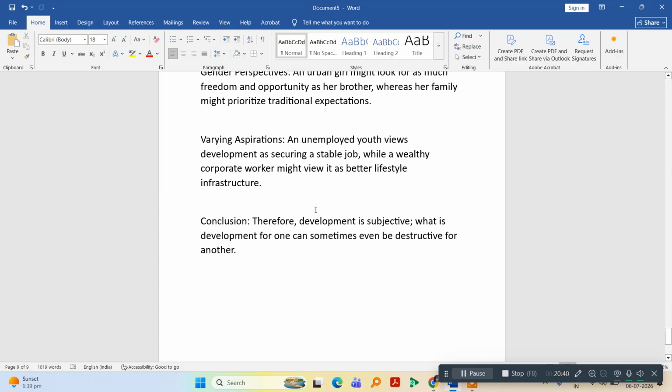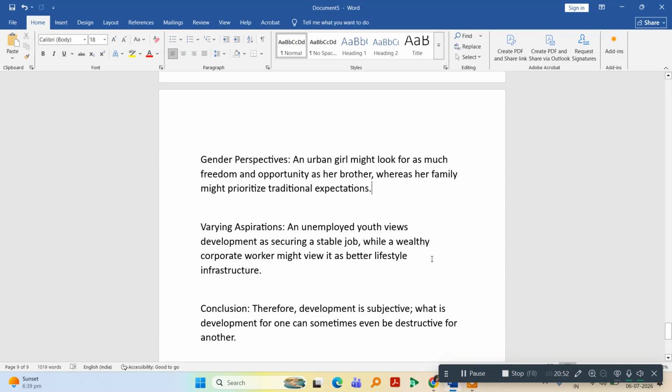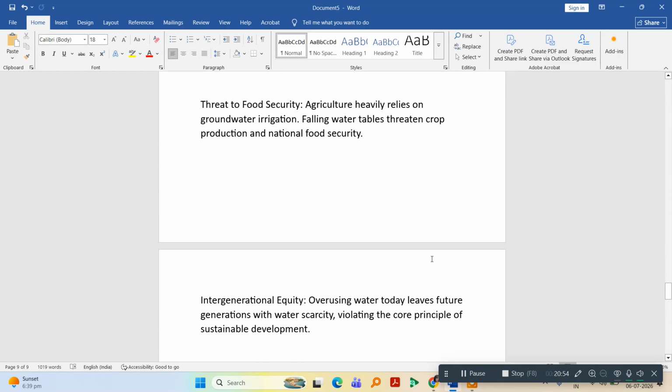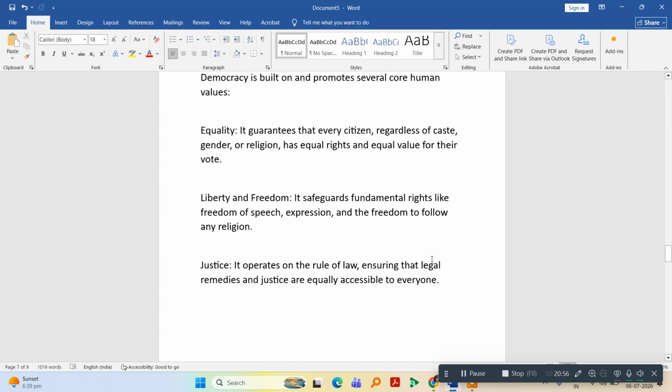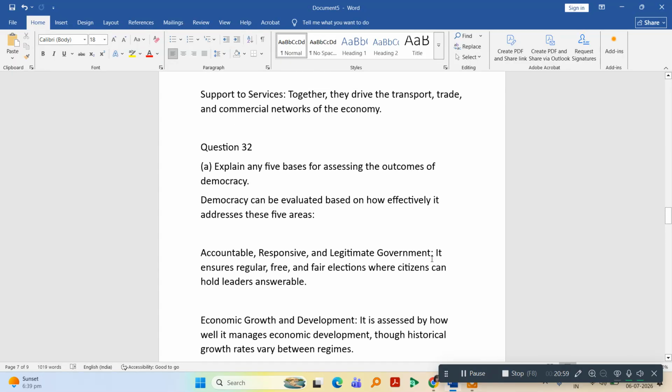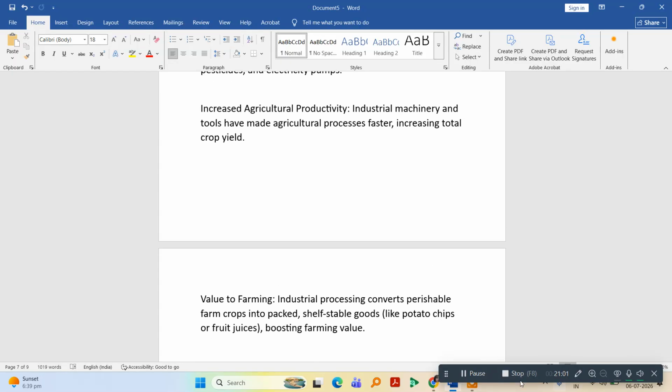So therefore development is subjective. What is development for one individual may not be development for the other. Sometimes it can be destructive for the other. So I hope you have understood what I have explained. I have explained all the answers of section D clearly. These are the answers of the previous year's question paper set 1.